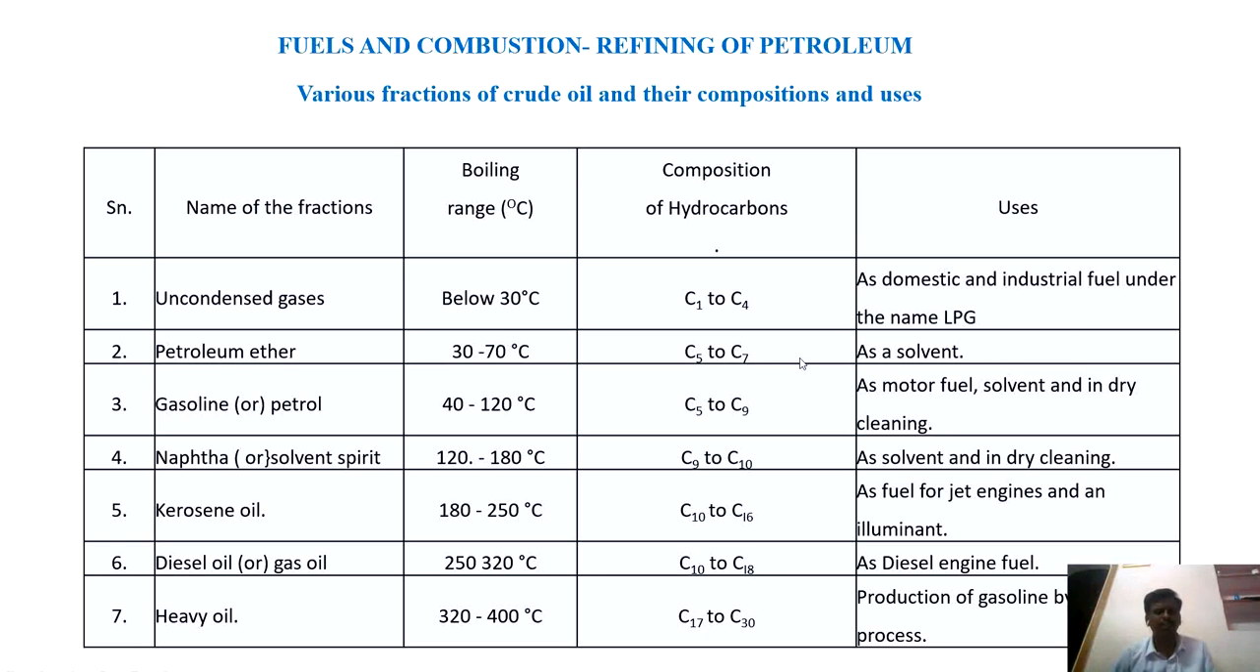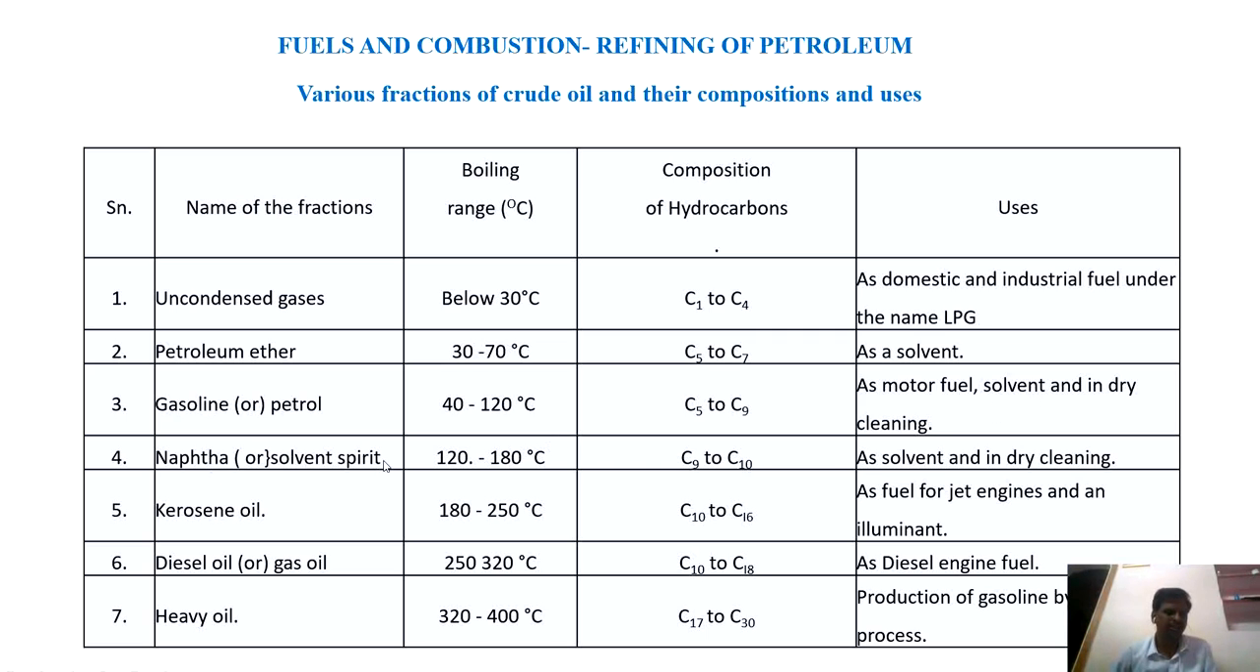Petroleum ether: the fraction temperature is 30 to 70 degrees centigrade. After 30 to 70 degrees centigrade, the petroleum ether starts to evaporate and gets condensed, and it contains carbon composition of C5 to C7, used as a solvent. Then gasoline and petrol start to separate at 40 to 120 degrees centigrade. It can be used as a motor fuel, solvent, and for dry cleaning.